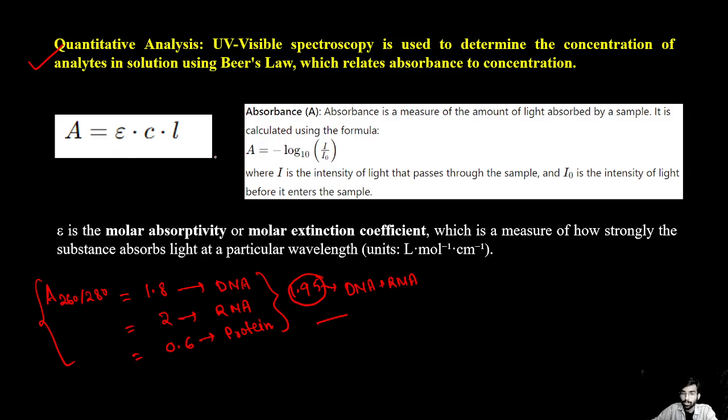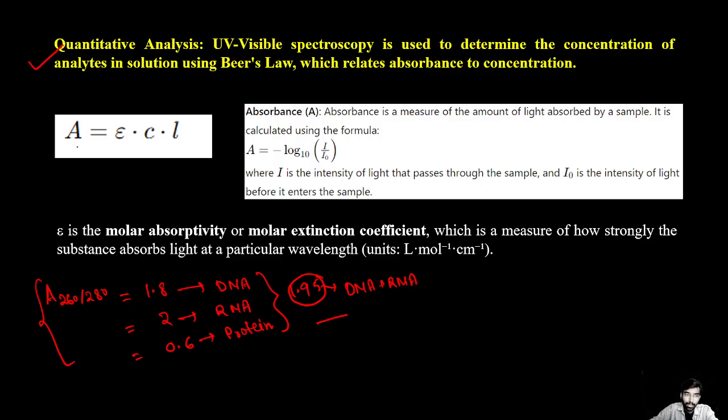What is Beer-Lambert law? The Beer-Lambert law is all about the absorption. Suppose, as we already saw in the previous slide, that whenever some light is passing through a sample, some light is absorbed, right? And a few lights are transmitted. So now what's the exact amount of absorbance? How will we get to know that?